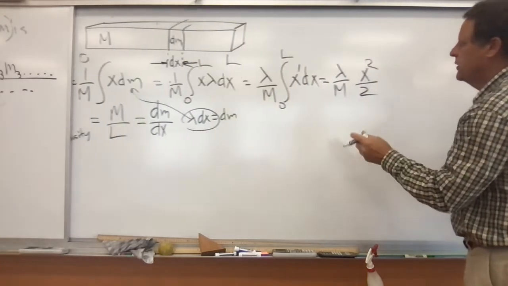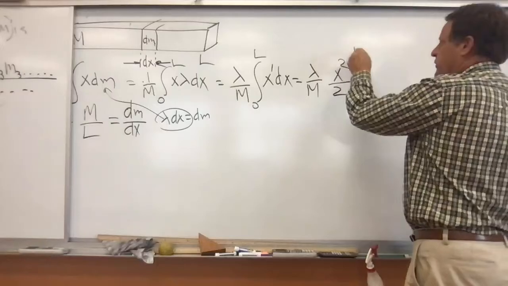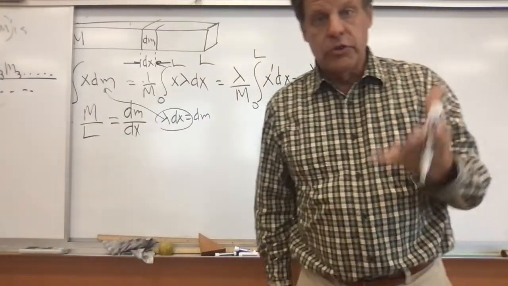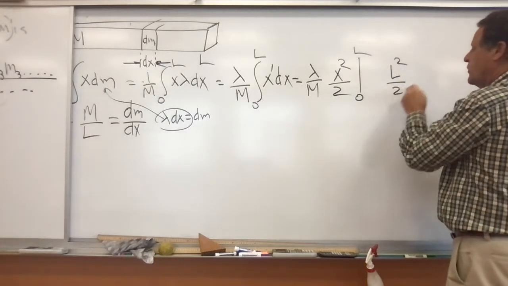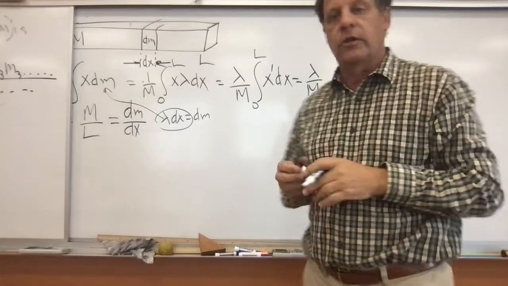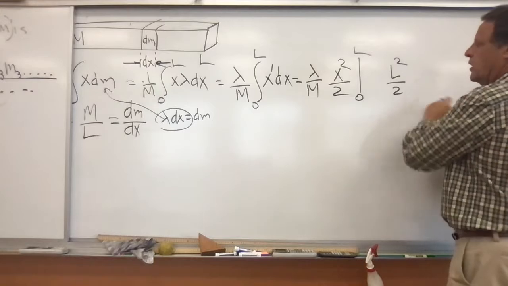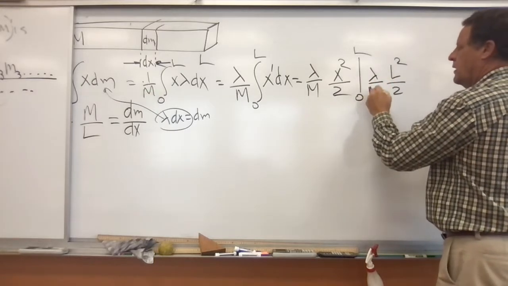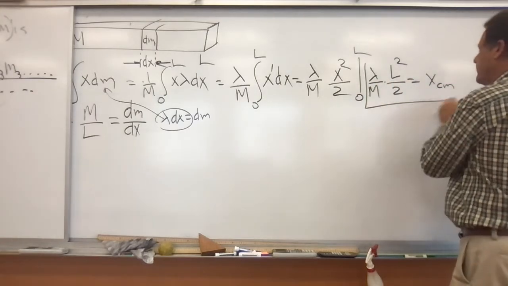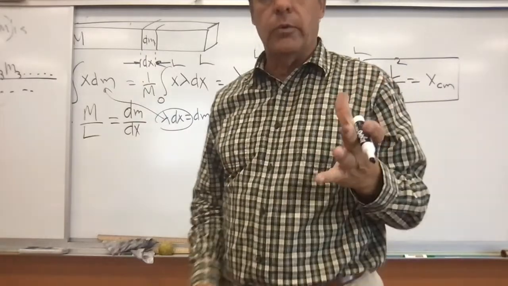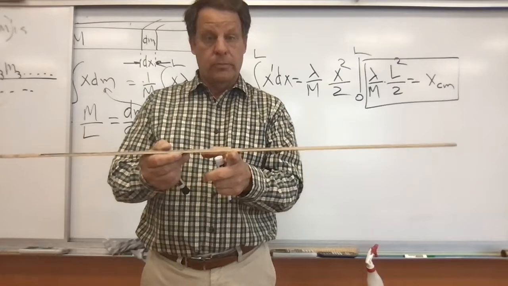Now, you guys, that right there is the indefinite integral. And we want the definite integral, so we're going to evaluate that from 0 to L. Therefore, we're going to get L squared over 2 minus 0, because this would just be 0 squared over 2, and then this is going to go away. We're going to have our lambda over m times L over 2, x center of mass. Okay, so that looks like we're done, but obviously we already said that the answer to our question should be halfway in the middle.